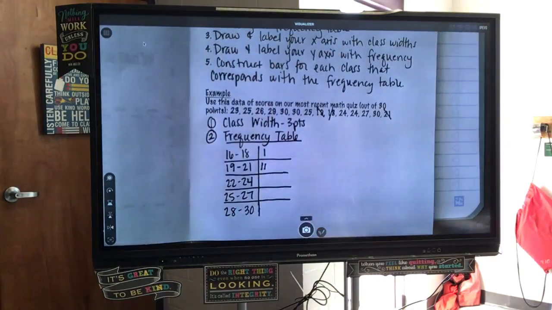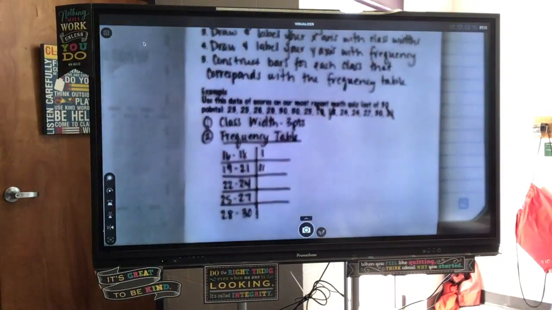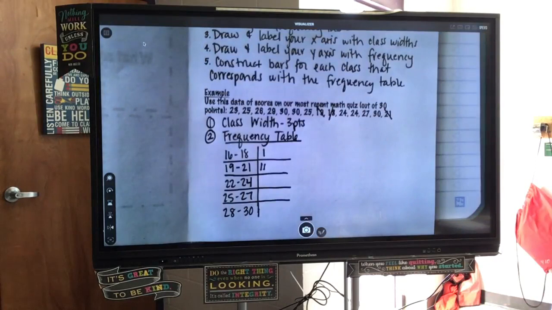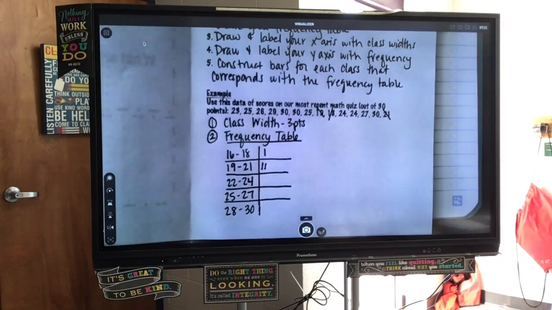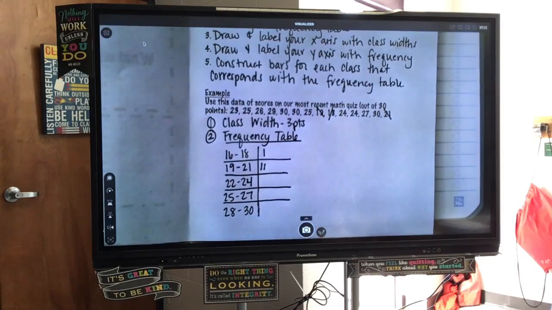Do you remember doing this at all with anything that we've done? Remember the sports? Remember that lesson? Or it was like the top summer sport things? We had to go through and count how many times soccer showed up, football, baseball, whatever that was. This is the same thing. It's just with numbers.